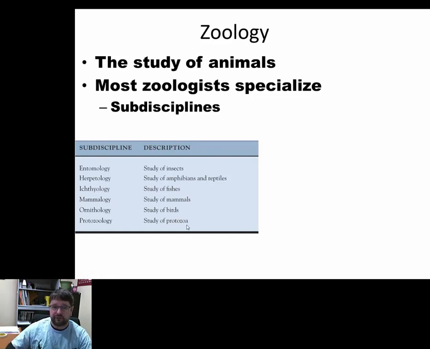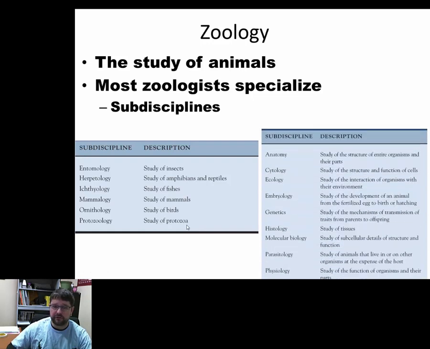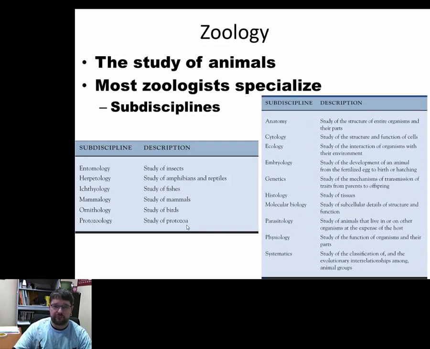Okay? But you can also specialize in another aspect, and so these would be other subdisciplines that are not based on classifying a group of organisms, but rather on what it is about those organisms you want to study. Okay? So maybe you're going to study anatomy, so you can study the structures of those organisms, or the cell function, cytology. Or maybe you're going to study the interactions between animals and their environment, ecology. And so there are all kinds of subdisciplines or specializations that you would make if you're going to be a zoologist.